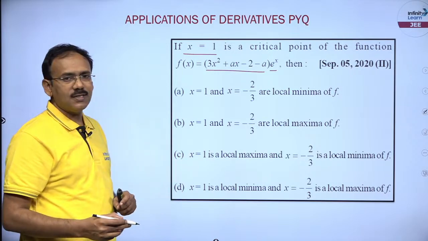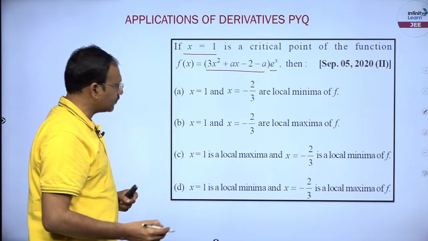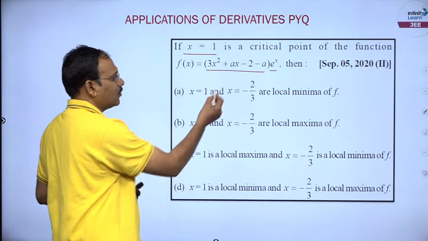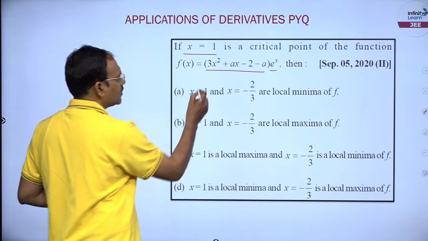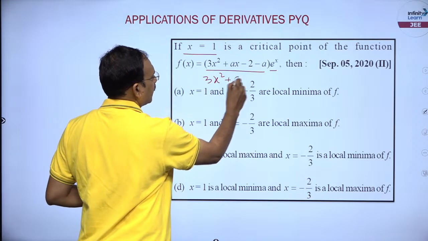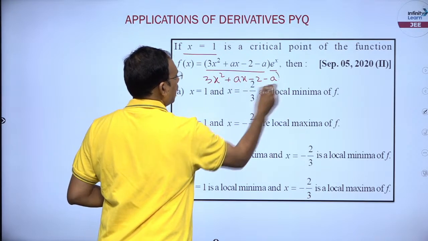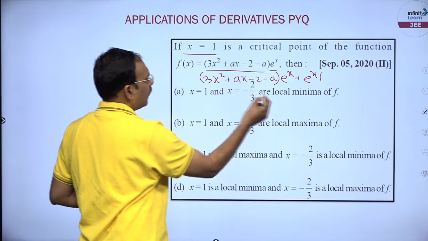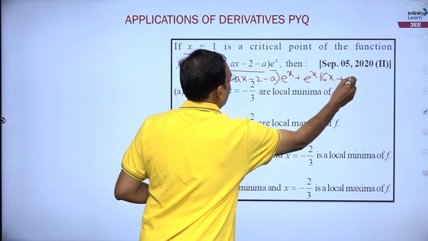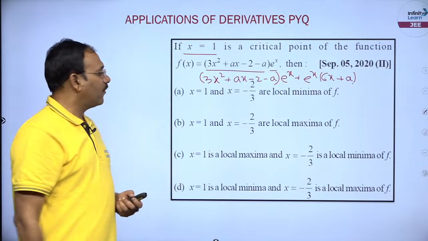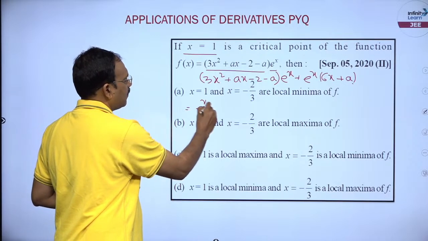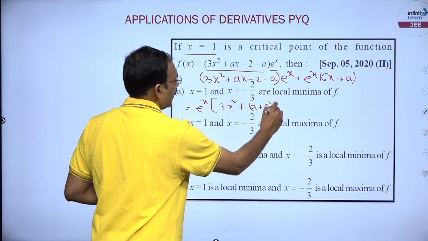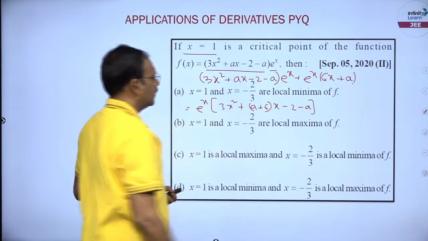Try to find the derivative, friends. F dash x means, with your permission, can I write here so that it will be more clear how to take the derivative, u into v, right. U is 3x square plus ax minus 2 minus a, into derivative of v, plus v into derivative of u, which is 6x plus a, am I correct? Which is nothing but e power x into 3x square plus a plus 6 into x minus 2 minus a. This is the derivative.